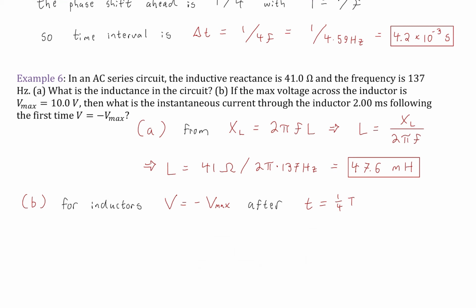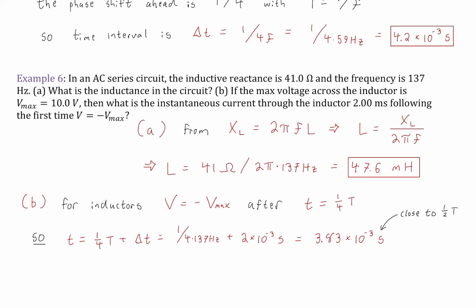Okay, so very good. Now we know we want to take that 1/4 of a period and add an extra 2 milliseconds, because that's going to be our t that we're actually going to plug into our expression for instantaneous voltage. So we're going to have 1/4 of a period. We know that our period is just the reciprocal of the frequency, so 1/4 of that is this value right here. And then plus 2 milliseconds, and that gives us 3.83 milliseconds. Very good.